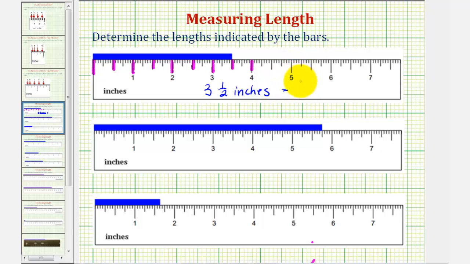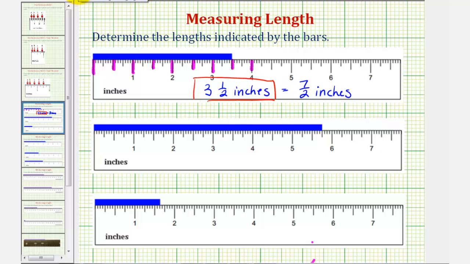So 3 and 1/2 inches is equivalent to 7/2 inches. Again, this is a mixed number, and this is an improper fraction because the numerator is greater than or equal to the denominator. But when giving a length, we normally want to give it as a mixed number, or in this form here.